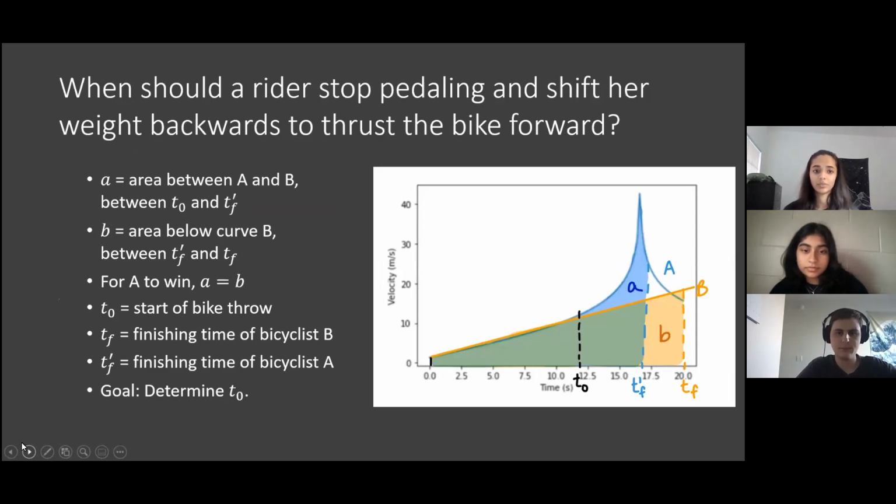We know that A equals B since the displacement of biker A between 0 seconds and TF prime seconds is equal to the displacement of biker B between 0 seconds and TF seconds. Both displacements represent the total distance of the race. We need to find T initial. That's our goal.